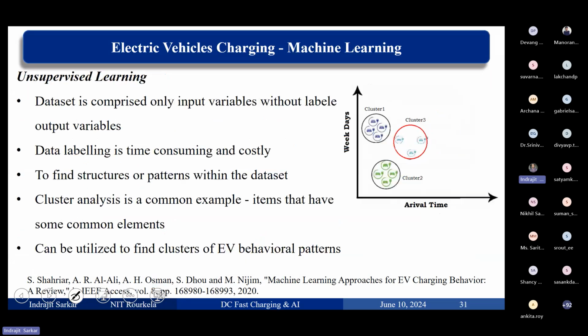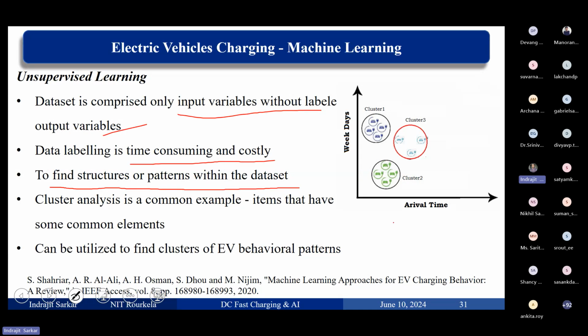Now we have unsupervised learning. Unsupervised learning doesn't use a labeled dataset, so it comprises only input variables without labeled output variables. Data labeling is time consuming and costly. This is to find the structure or pattern within the dataset. Now here you can see we have three clusters of data.